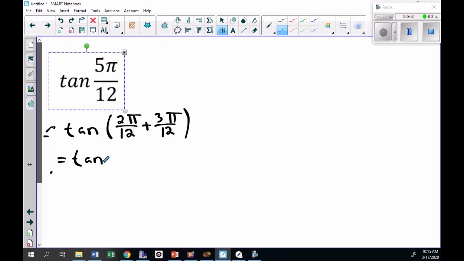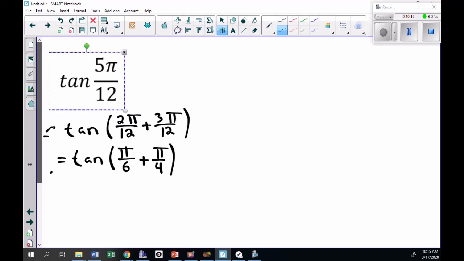So 2 divided by 12, yeah, you get pi over 6. That's on the unit circle. And then we get pi over 4. So that's also on the unit circle. So we can actually do something with this then. If it didn't work, you would have to try different numbers. So possibly you could try 1 pi plus 4 pi and just try some different combinations. There's not actually that many that exist.